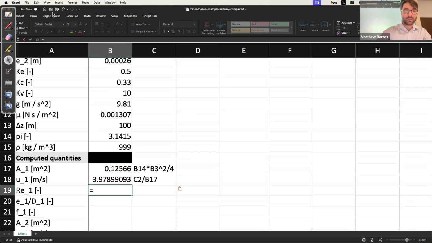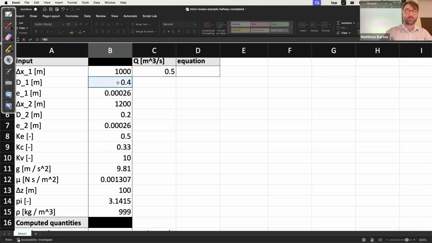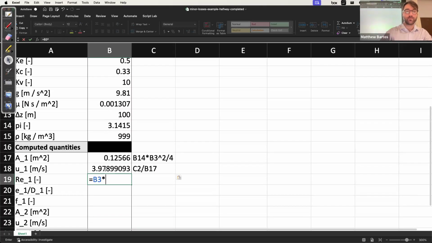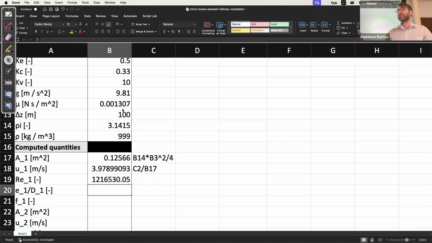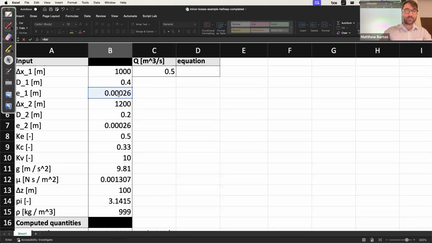For our Reynolds number, this is the diameter times the velocity times the density divided by the viscosity. So this is the diameter of pipe 1 times the velocity of pipe 1. Actually, I'm going to use the absolute value of the velocity because the Reynolds number should never be negative, times the density divided by the viscosity. If you use the kinematic viscosity, you can just use d times u divided by the kinematic viscosity as well. E1 over D1 is literally just E1 divided by D1.